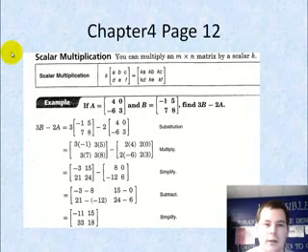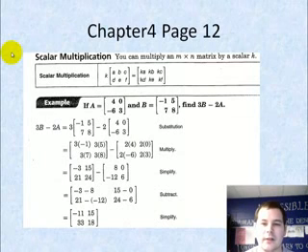Today we're taking a look at scalar multiplication. This is going to be a lot easier than matrix multiplication because scalar multiplication is simply distribution with matrices. You take the number on the outside and multiply it inside. We're going to take a look at 3 problems from your packet. We're also going to look over this example right here just to introduce the idea.